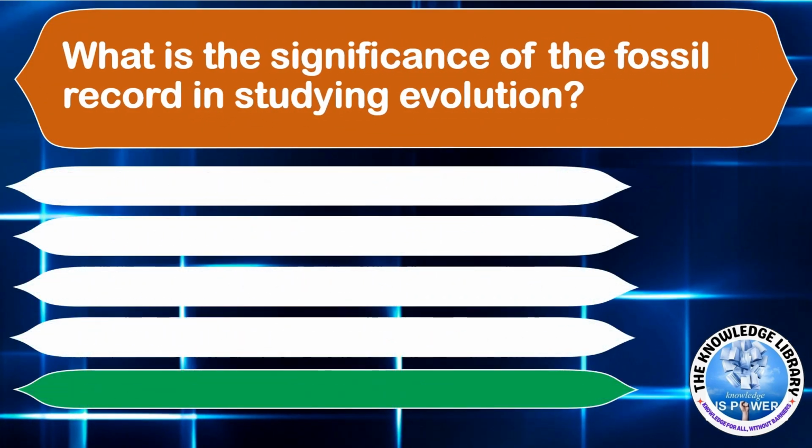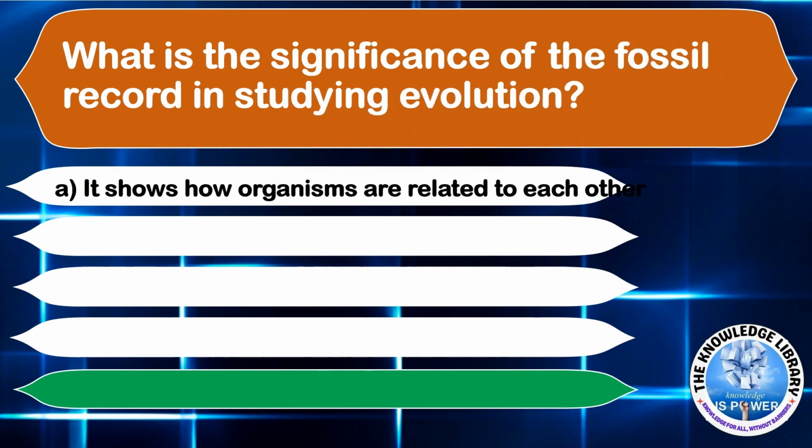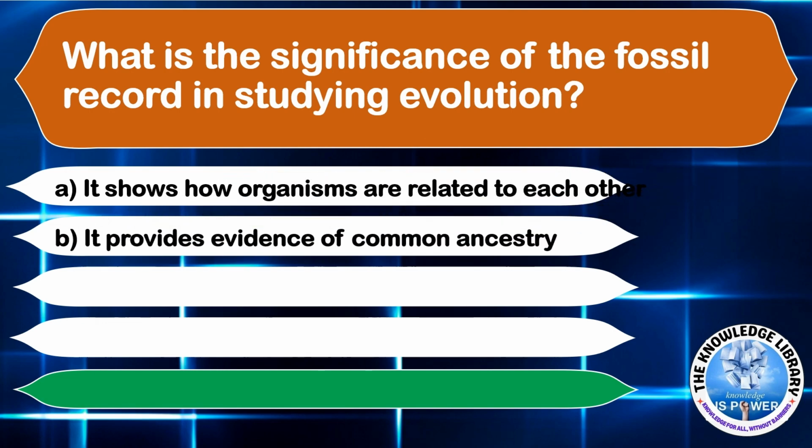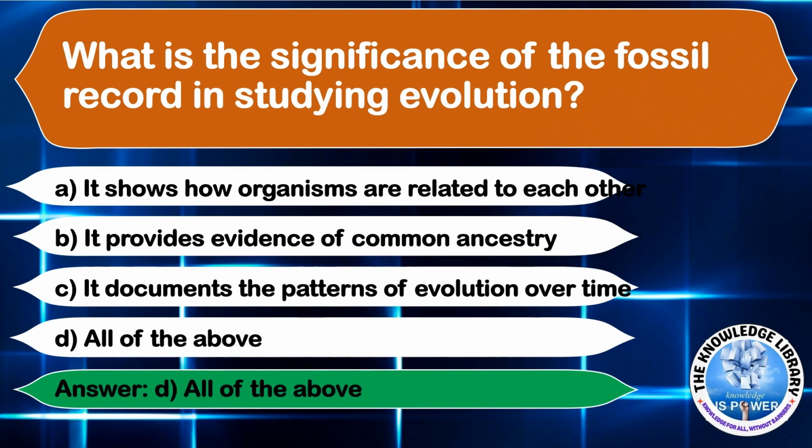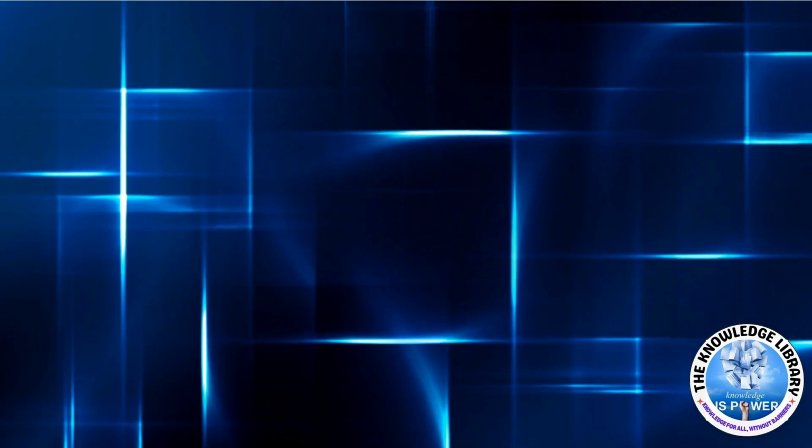The next question is, what is the significance of the fossil record in studying evolution? Option A, it shows how organisms are related to each other. Option B, it provides evidence of common ancestry. Option C, it documents the patterns of evolution over time. Option D, all of the above. Answer is option D, all of the above.